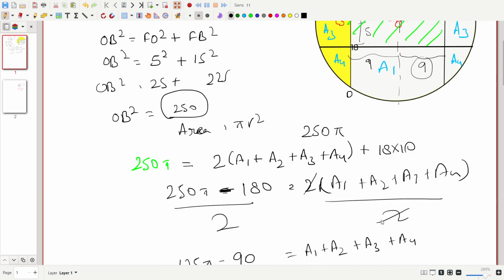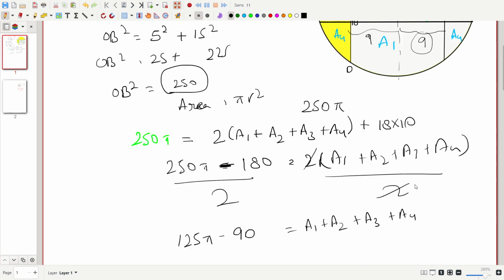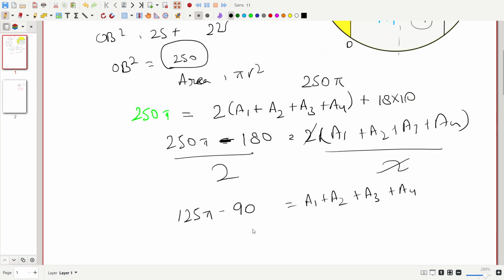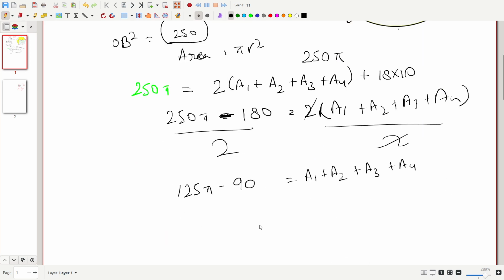Now look carefully how this is the answer. A1, A2, A3, A4 is the yellow area. So this is the area of the region, right? If you solve it further, you will get a more accurate answer, and it will be 302.7 square units.